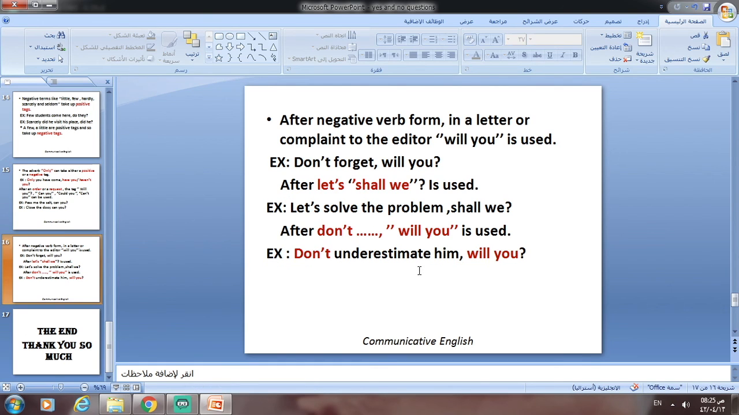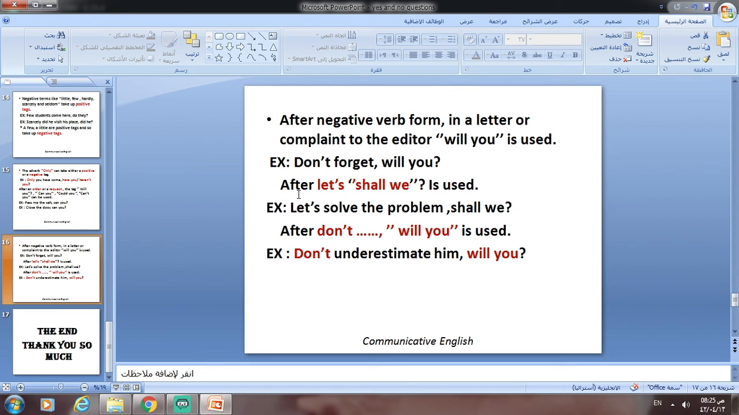After a negative verb form in a letter or complaint to the editor, we use will you. For example, here we have a negative verb. Don't forget. So we use will you. Don't forget. Will you?